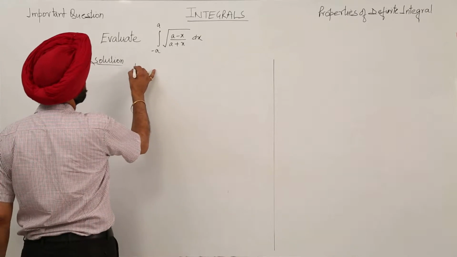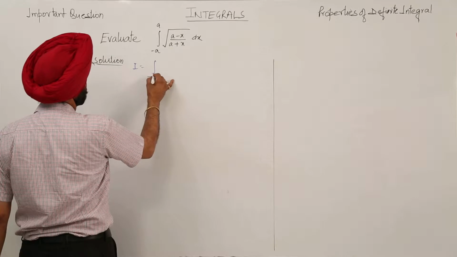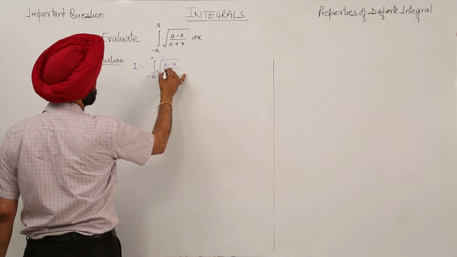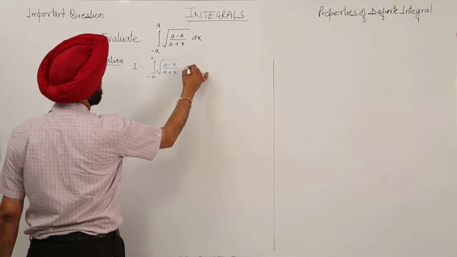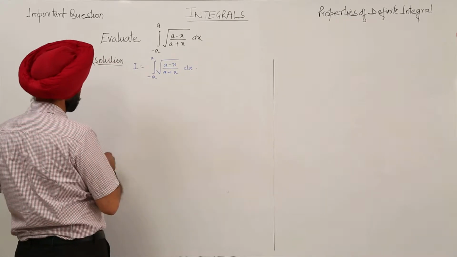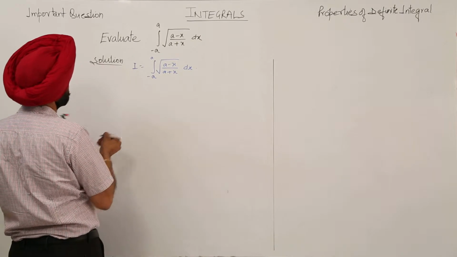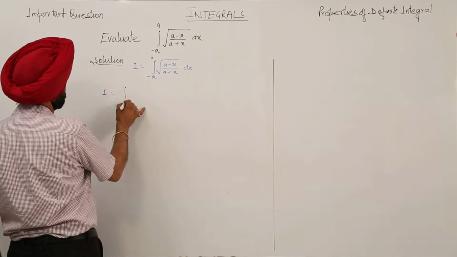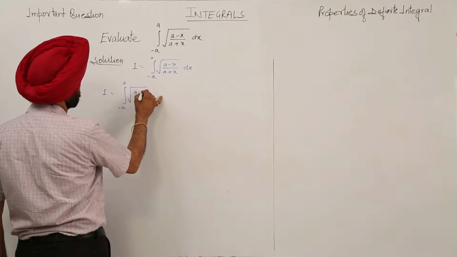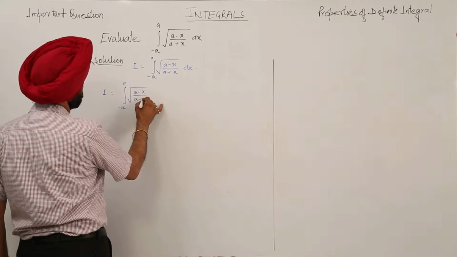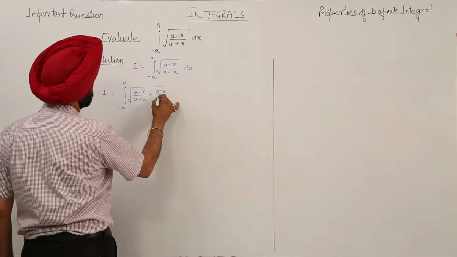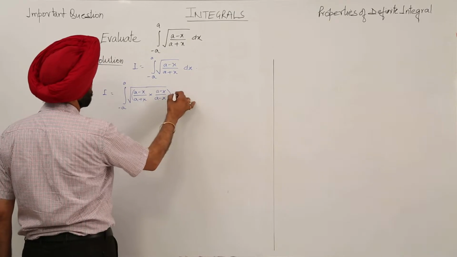In this question, we have to evaluate the integral from minus a to a of the square root of (a minus x) upon (a plus x) dx. Now, rationalization. On rationalization, what we are getting? Integral from minus a to a of the square root of (a minus x) upon (a plus x), multiplied by (a minus x) upon (a minus x), dx.